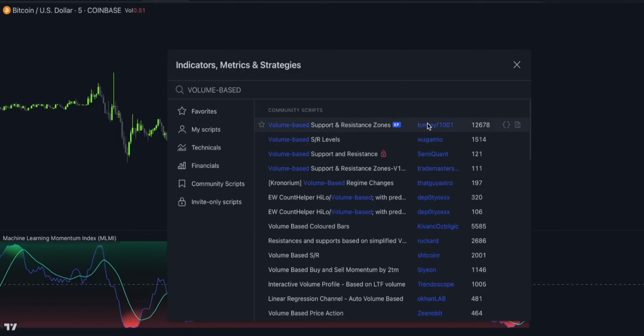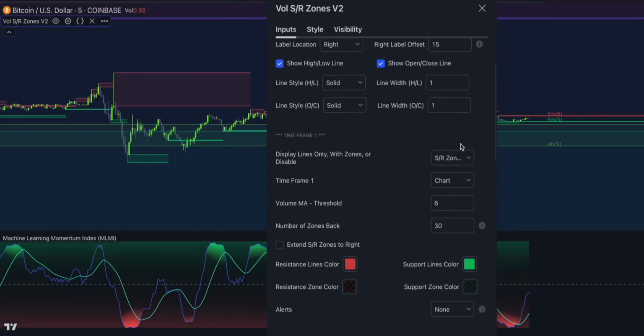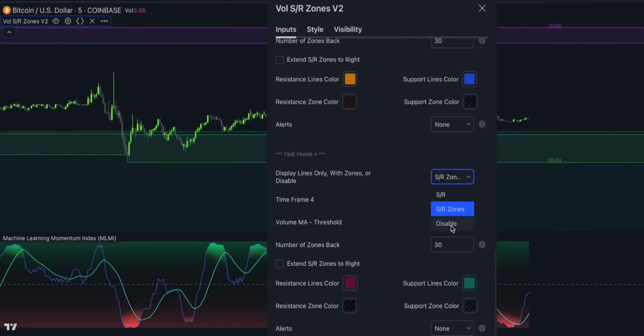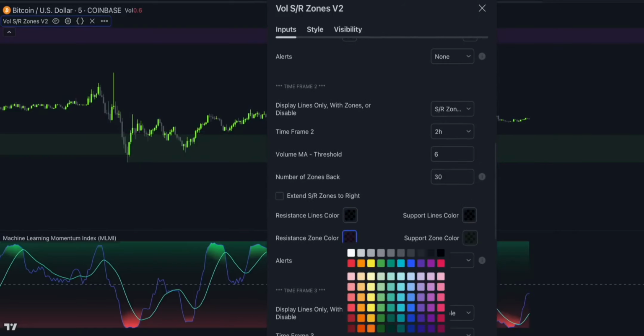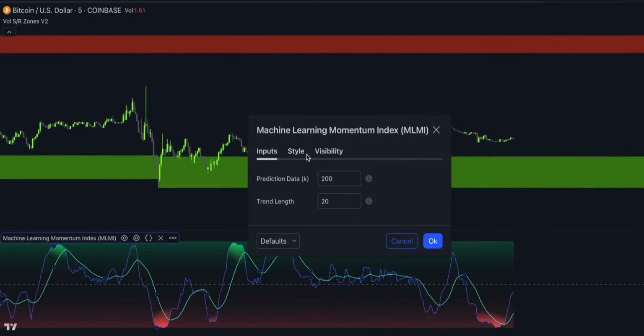1001. Don't worry about the chart looking messy. I'll show you how to fix this in a second. For that, you'll need to open the Support and Resistance Indicator's settings and disable all time frames except the 2-hour one. I also like to customize the appearance of these zones. Once you're done configuring the indicator settings, click OK. The Machine Learning Momentum Index indicator settings will remain default. However, you can change these parameters to make the indicator more or less sensitive.